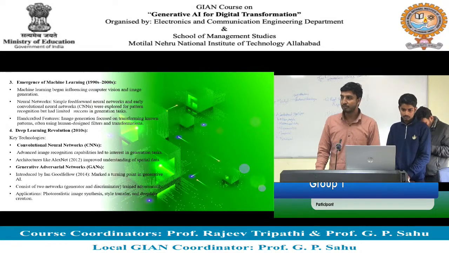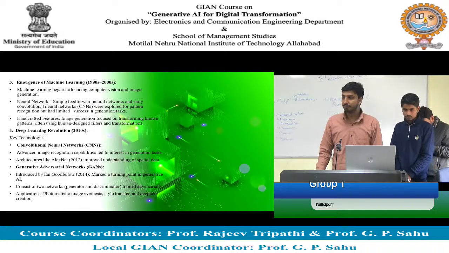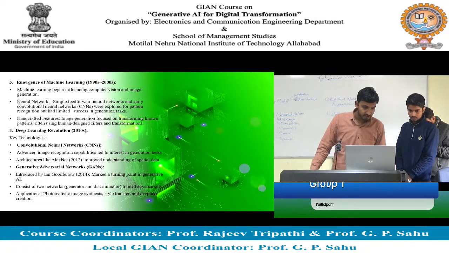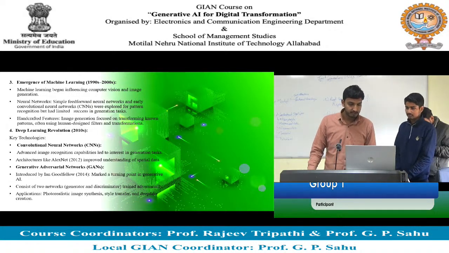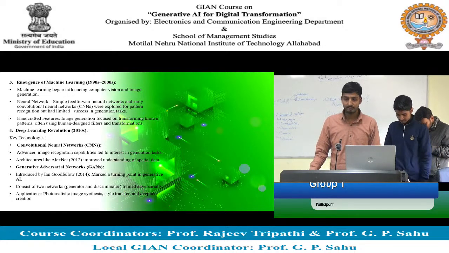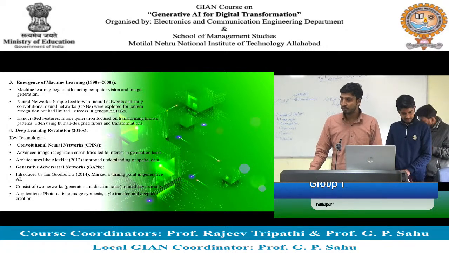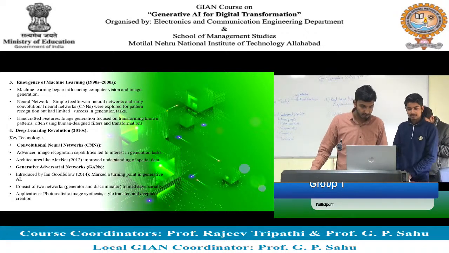It was in 2010 when deep learning came into the picture, which has the ability to recognize and learn from pre-existing data, not only follow step-by-step rules. The advanced image recognition capabilities led to interest in generative task architectures like AlexNet, which improved understanding of spatial data. There are two most important Gen AI approaches: the GAN, which is the Generative Adversarial Network, and diffusion models and encoders and decoders, which have improved the technology a lot.